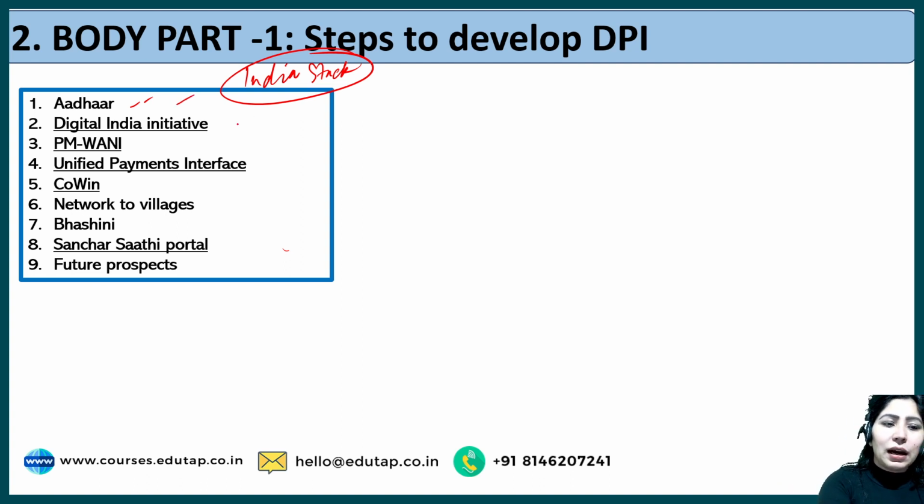So starting with Aadhaar, then Digital India Initiative, PM Vani is there, Unified Payment Interface is there, CoWIN, Network to Villages, Bhashini, Sanchar Sathi Portal, Future Prospects. So basically you need just one line explanation for all of these, and you should be good to go.